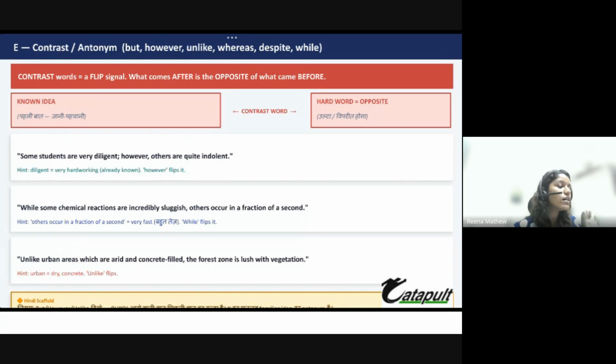So similarly in the third sentence: unlike urban areas which are arid and concrete filled, the forest zone is lush with vegetation. Lush ka meaning we don't know. But how do you make sense? Unlike is a contrast word. So urban, concrete and all, that means it is very dusty. Okay, so what is the opposite of that meaning? Lush with vegetation means it is full of vegetation.